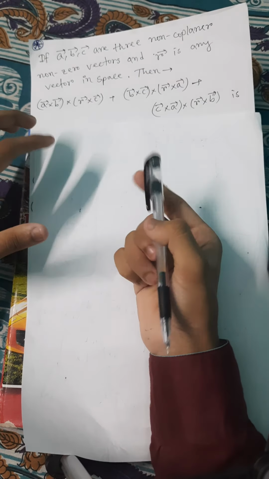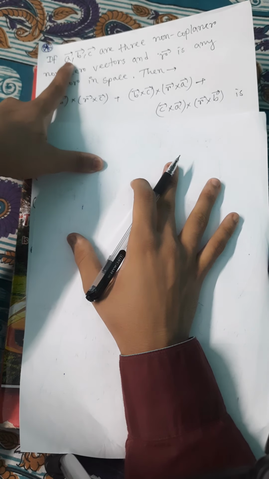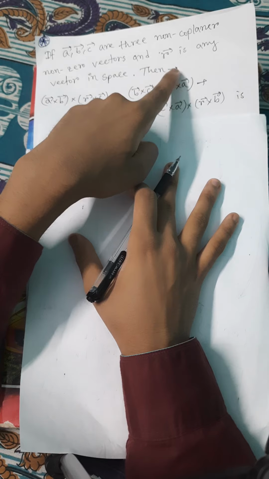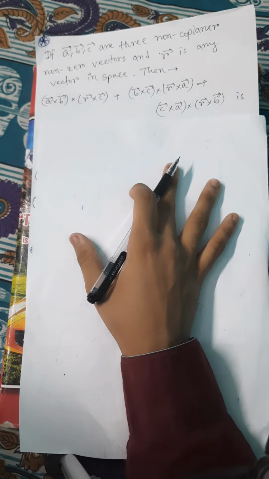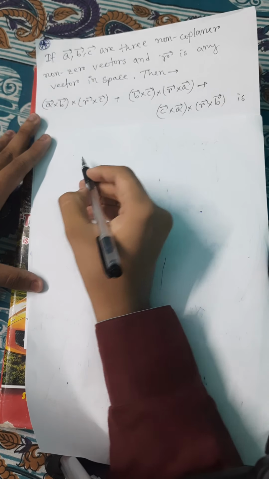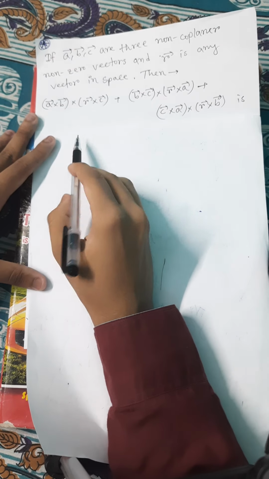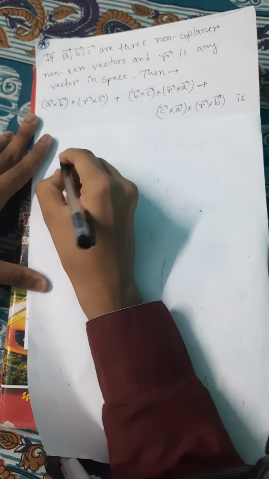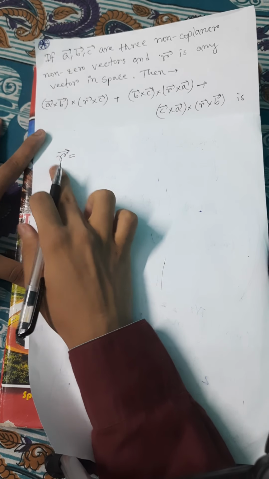So if three vectors are non-coplanar, like here a, b, c are non-coplanar, then we can write r vector as a linear combination of them. Okay, this is a theorem. You take it as a theorem. Okay, now see how we can write r vector as, this is the crucial part.